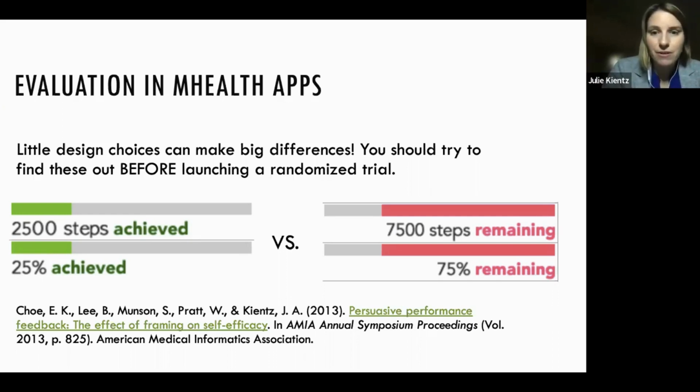We did a small quantitative study online, where we showed people different representations of how you might convey how close you were to a goal. The one on the left was positively framed, that you've achieved 2,500 steps, versus that you have 7,500 steps remaining. This is the same information, but one's framed towards what you've accomplished and one's framed in terms of what you have left to go.